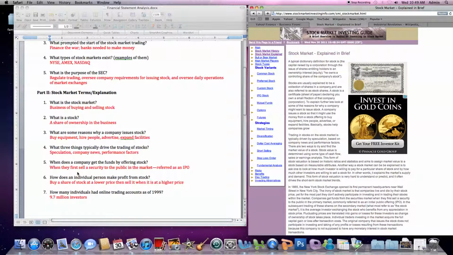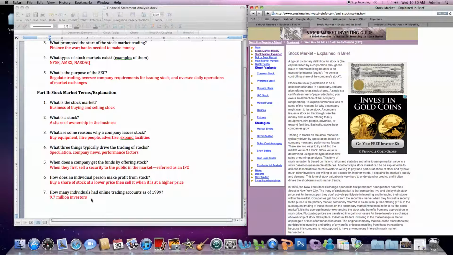Number 5, when does a company get the funds? By offering stock. So they only get the funds one time, and that's when they first sell the shares in the public market, which is referred to as initial public offering over here. So they decide that they're going to issue some shares, people buy them, and that's how they make their profit. So how does an individual person then make money from stock? So you buy a stock at a low price, and the stock goes up, and you sell it for a higher price, and you make whatever the difference is between the high and the low price, you make money based on that.